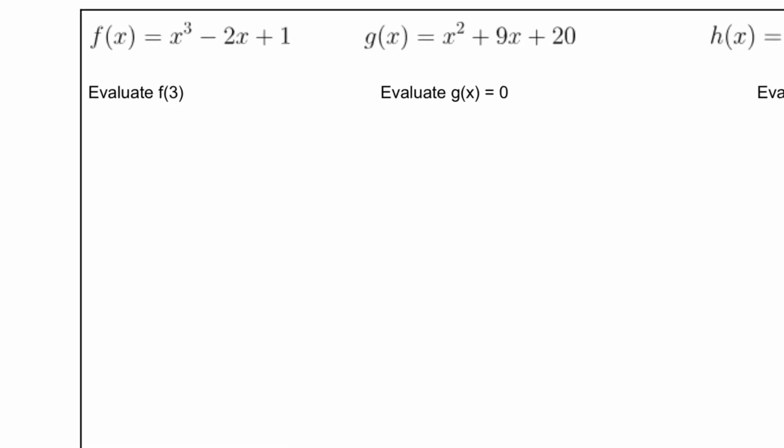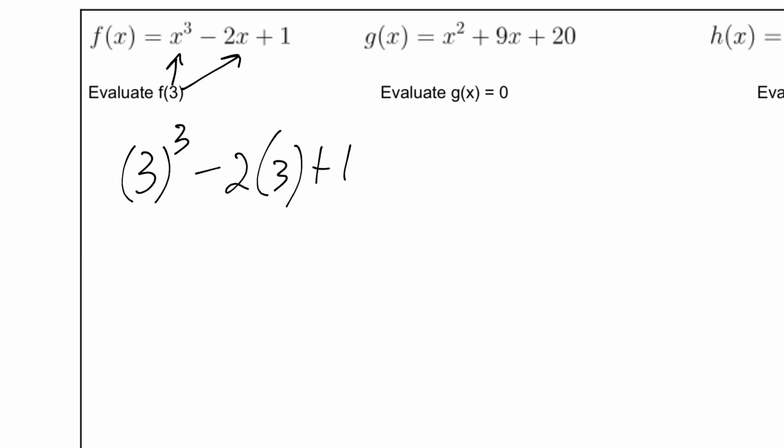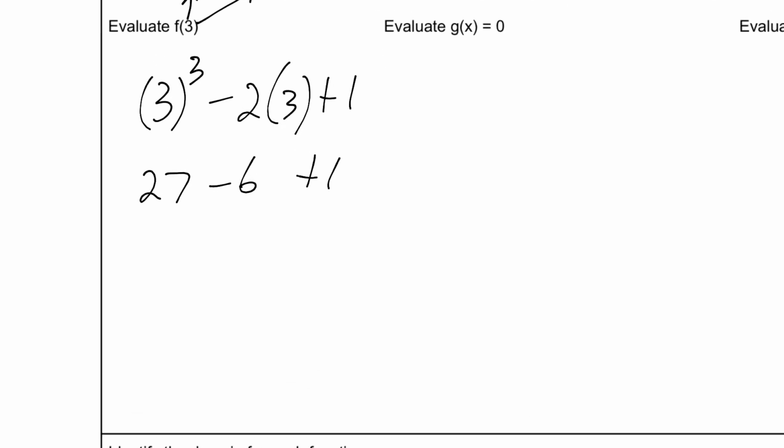To evaluate these different functions, I plug in 3 here for wherever there's an x. So this becomes 3 cubed minus 2 times 3 plus 1. This is 27 minus 6 plus 1, which just gives us 22.